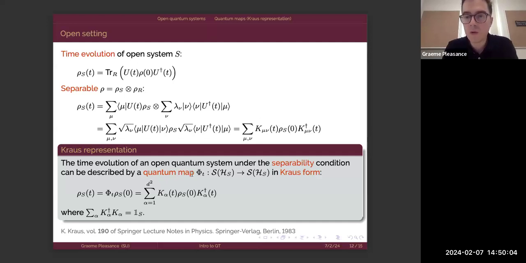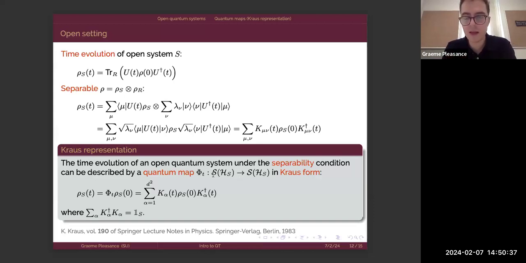So what I mean here by quantum map is some kind of object that takes the state of our system at t equals 0 and maps it to a state at some later time t. In a way, it's a generalization of the unitary time operator that I mentioned on the previous slide. When we wanted to evolve an isolated quantum system in time, we used this unitary time evolution operator. To do so equivalently with an open system, under this separability criterion, we can use this quantum map.